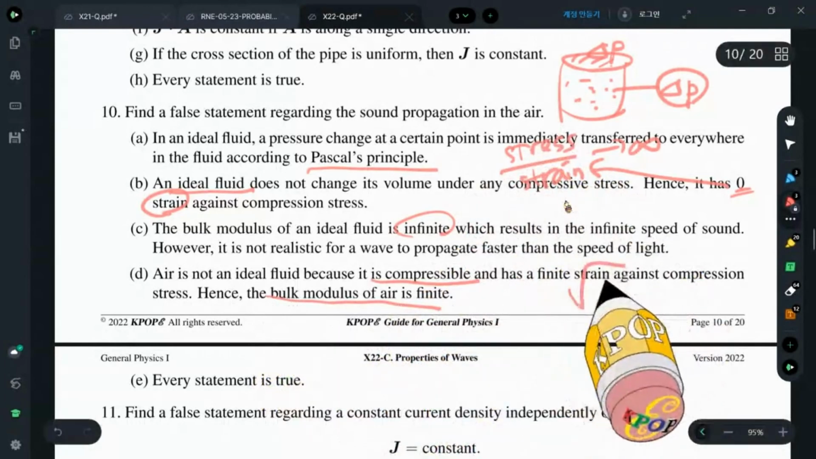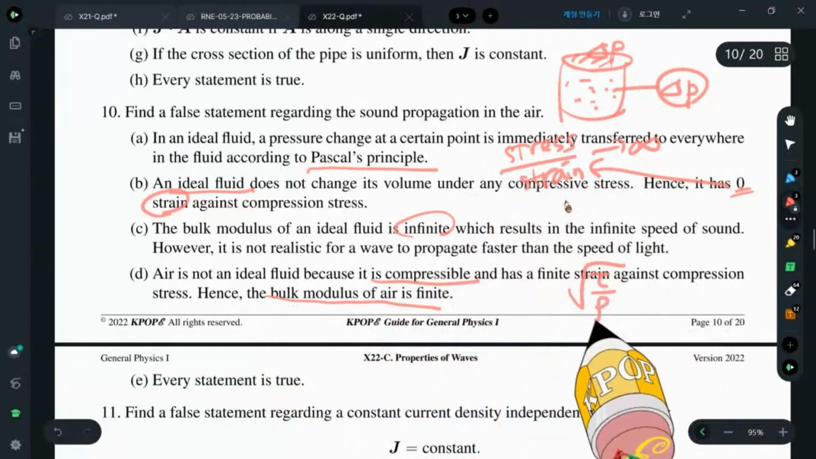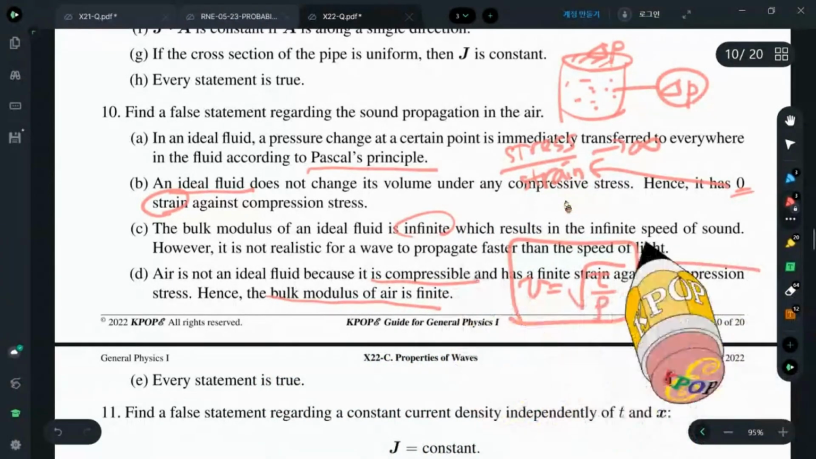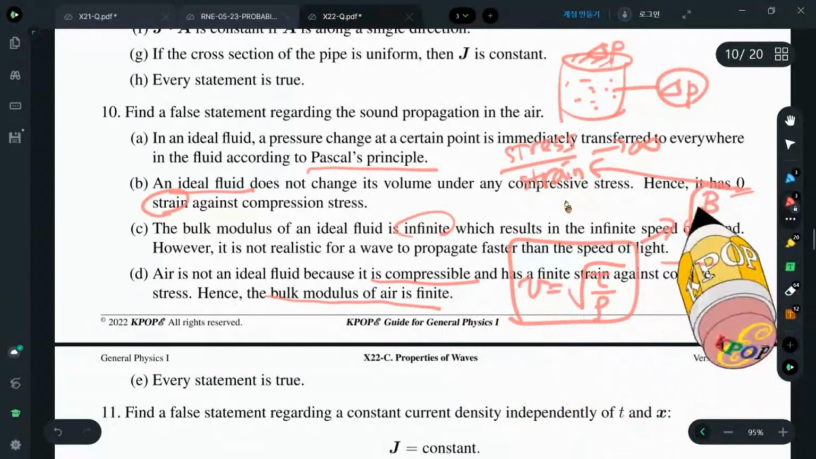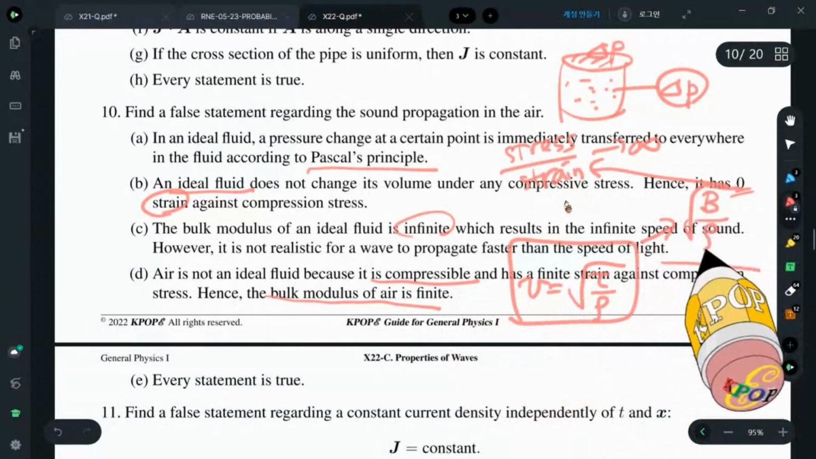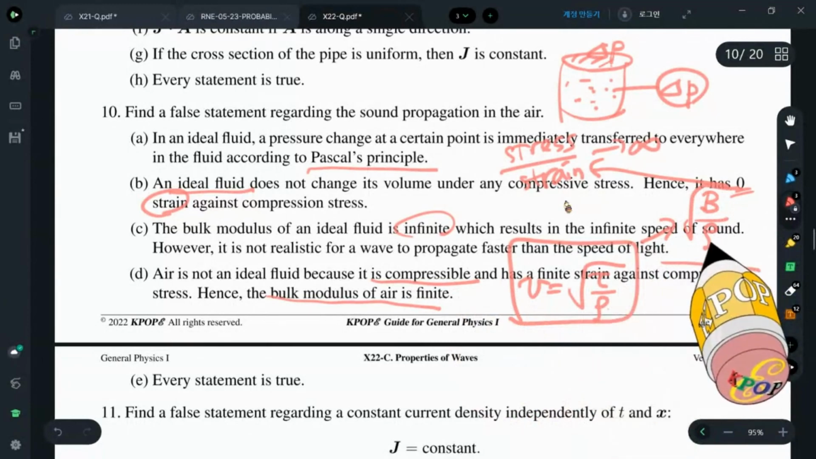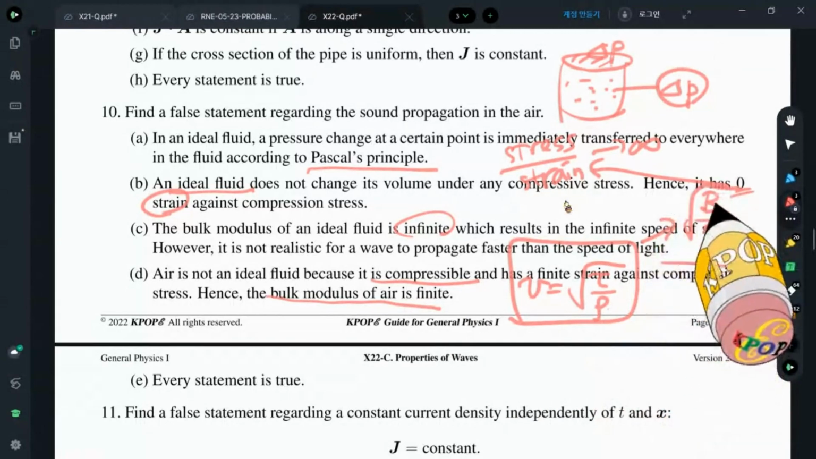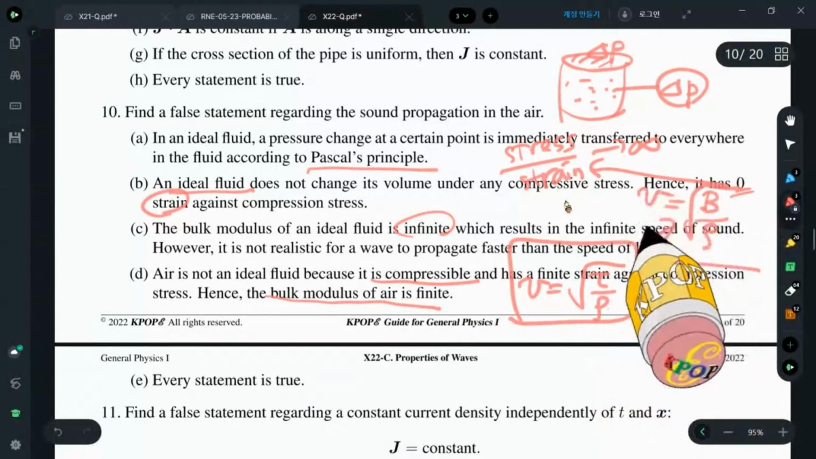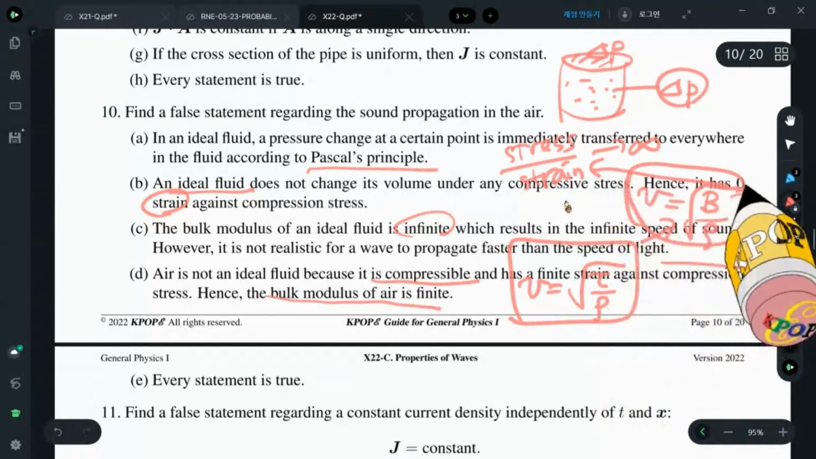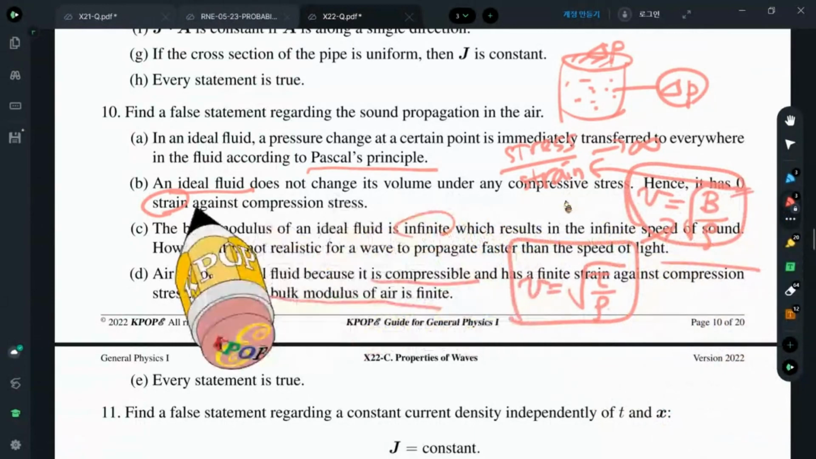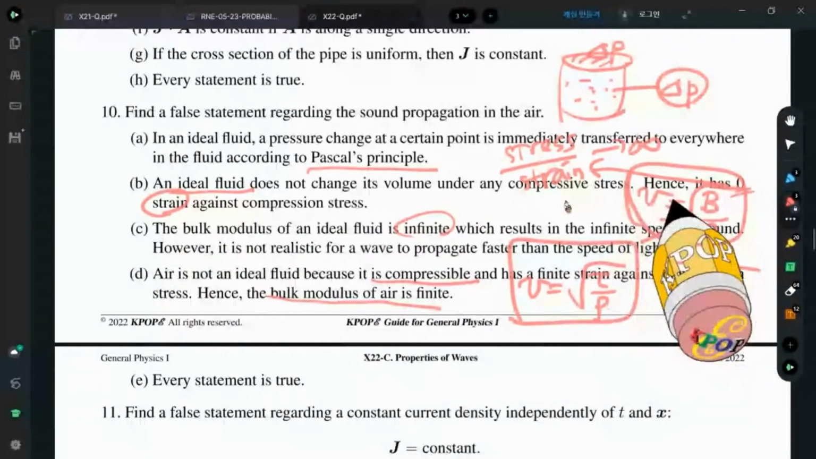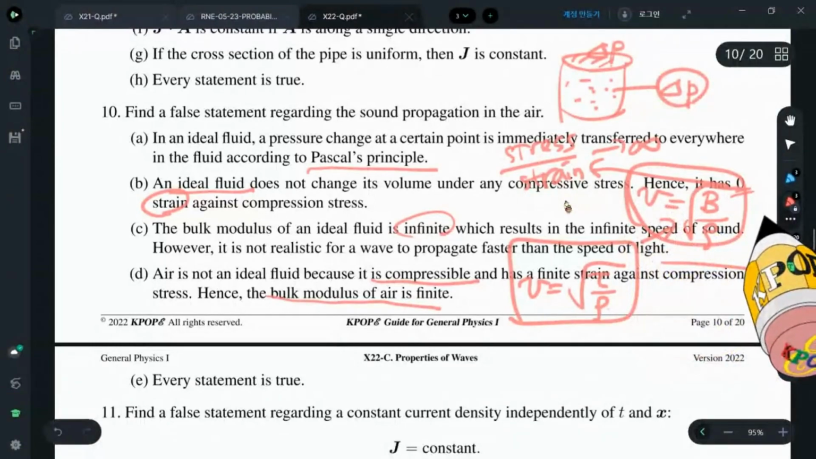Just like tau over rho determines the speed of a wave along a string, it is very similar to, say, bulk modulus over density. This is the length density, mass density per unit length; this is mass density per volume. This bulk modulus determines the speed of sound. Yes, if the strain is a zero for an ideal fluid, in that case, this v goes to infinity. That is unphysical.